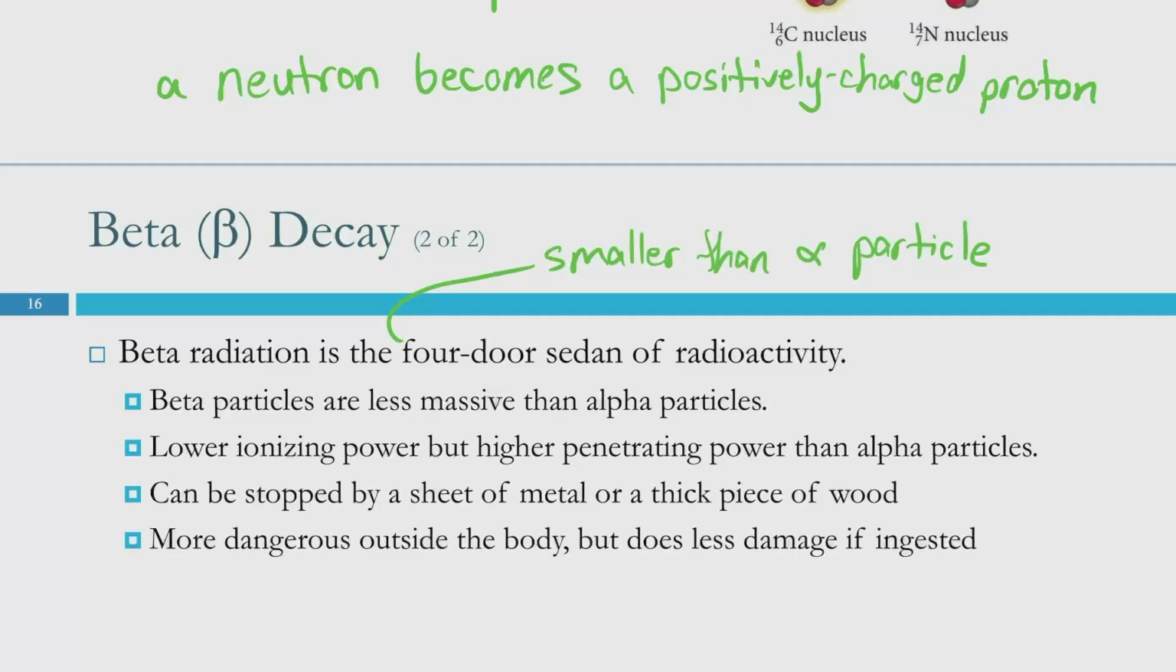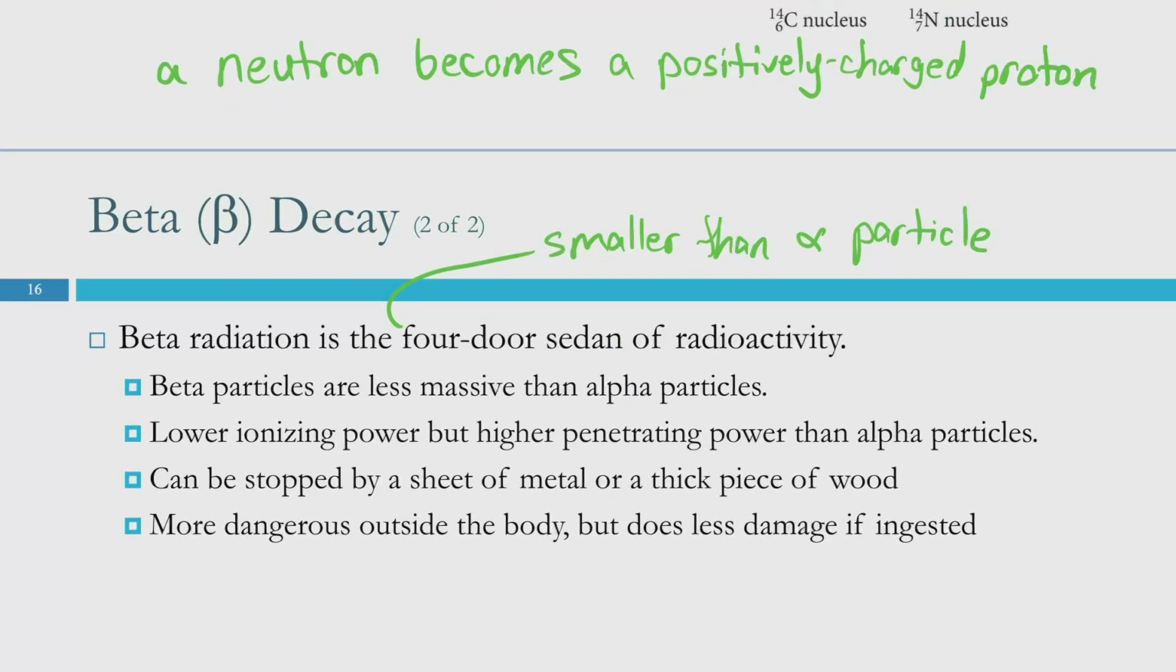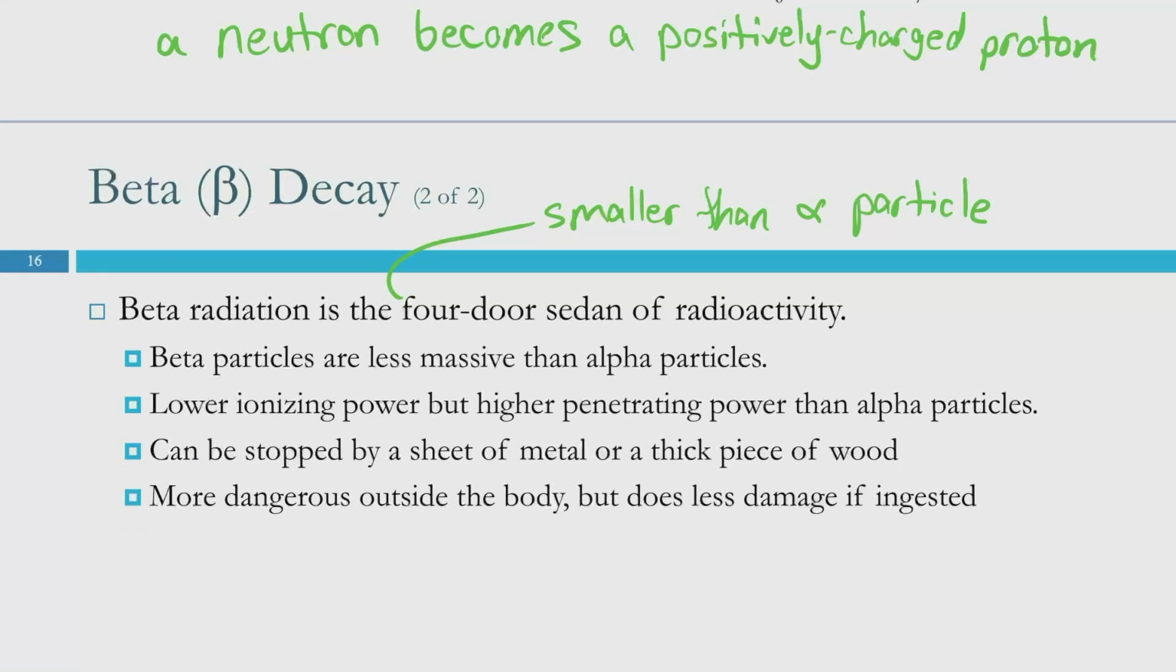For cars and traffic, our comparison is a 4-door or 2-door sedan. So just like a regular car, not an SUV, not a motorcycle. They're way less massive. I'll just say 8,000 times smaller in terms of mass. So they've got way less ionizing power.